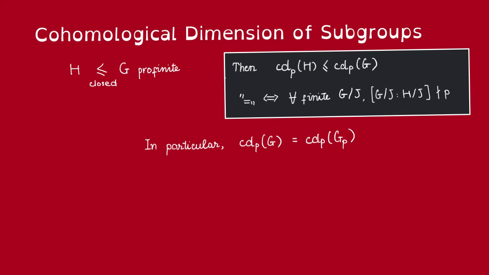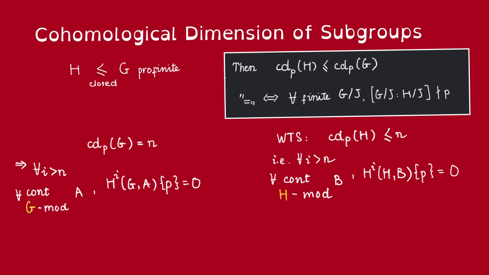p. In particular, this means that the cohomological dimension of G is just going to be equal to that of its pro-p Sylow subgroup. Thus, this reduces the computation of the cohomological dimension of any profinite group to that of the pro-p groups. So in the next video, we're going to talk about the cohomological dimension of pro-p groups. But for now, let's prove this statement.